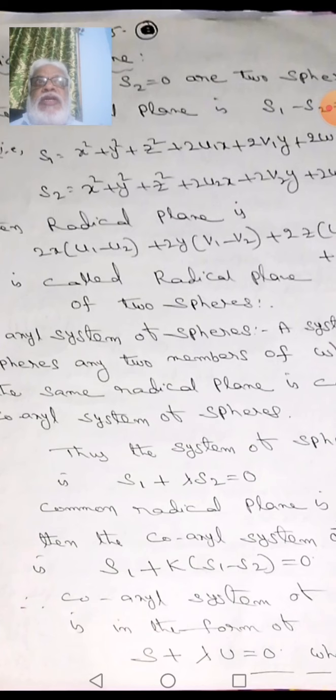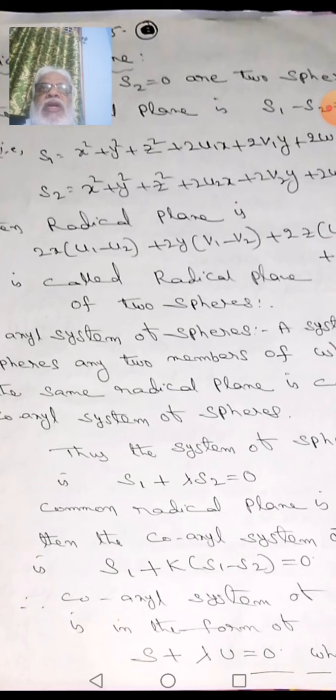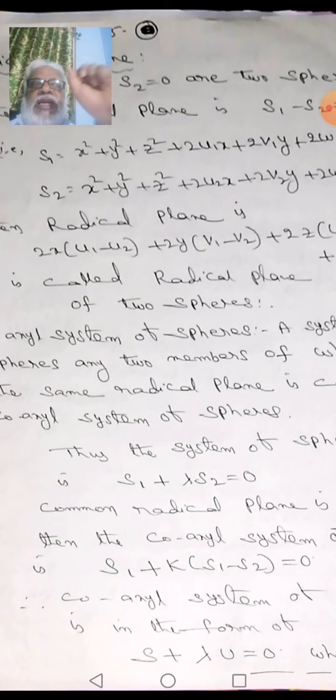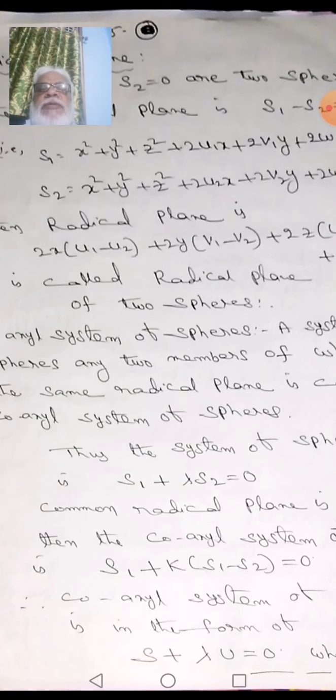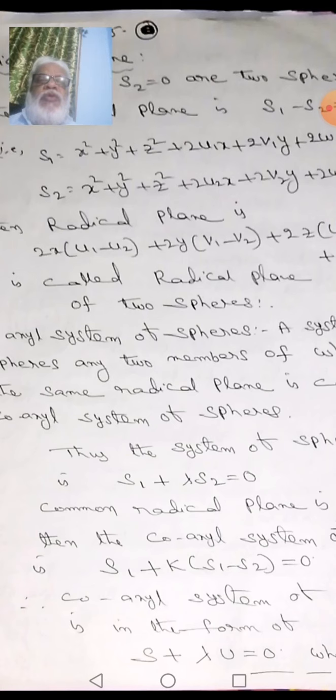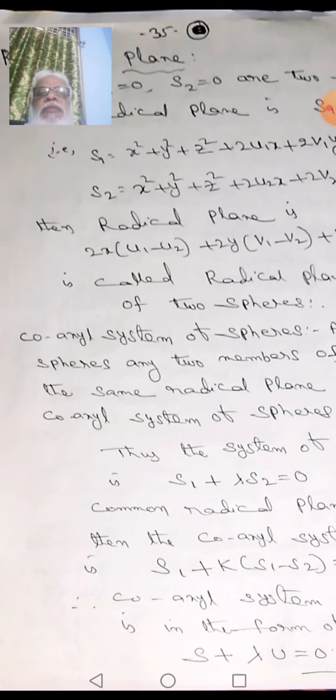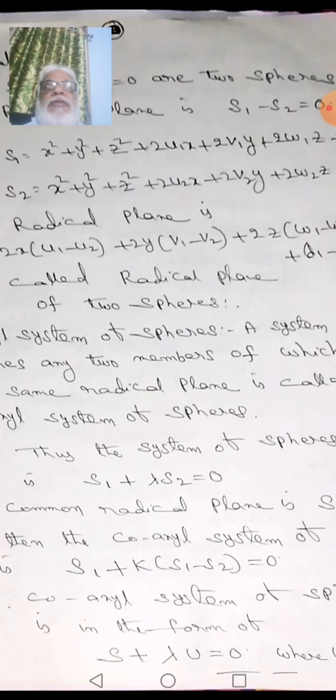For example, you take S1, S2, S3. If you find S1 minus S2 = 0, we get one radical plane. Again S2 minus S3 = 0, we get one radical plane. S1 minus S3 = 0, we get one radical plane. If these three radical planes have the same plane equation, that is called a coaxial system of spheres. If two or more spheres are given and the radical planes are equal, that is called the coaxial system of the spheres.